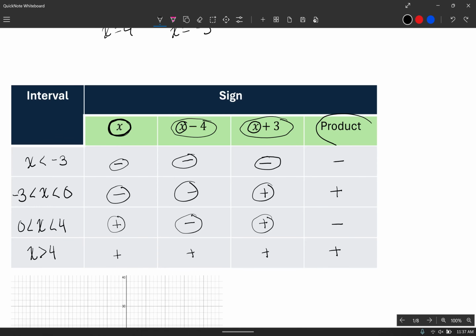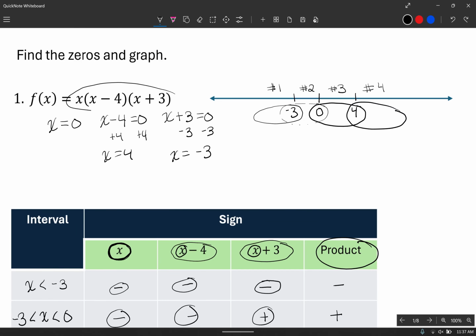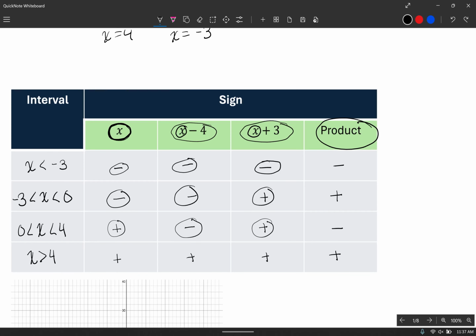Now when we talk about the product, that is literally the y value. If I multiply all of this together, it ends up equaling my y value. So when we talk about what's positive and negative as far as the product goes, we're literally referring to the y value. So my y value is going to be negative on this interval. My y value is going to be positive on this interval. My y value is negative. My y value is positive.